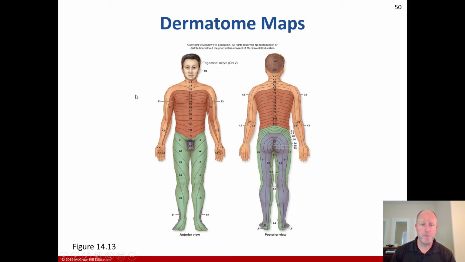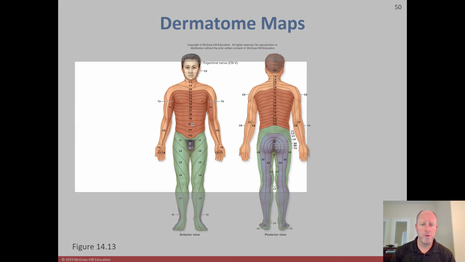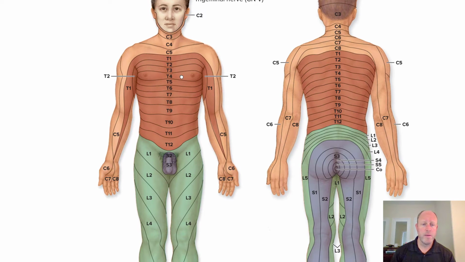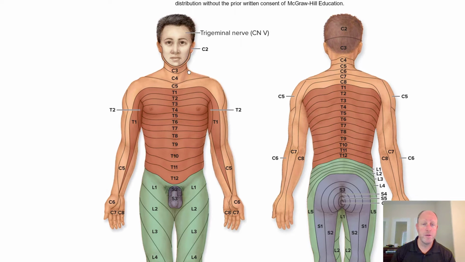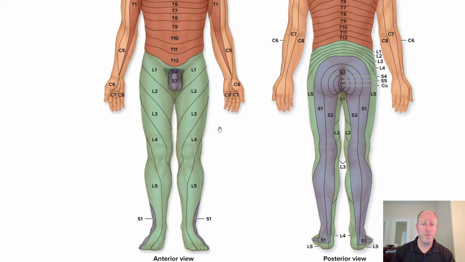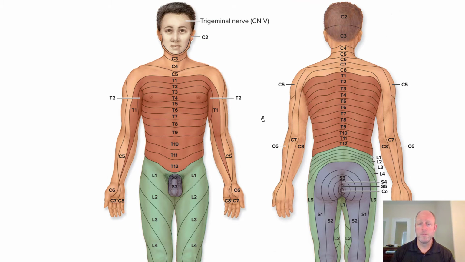So here we have dermatome maps, which we'll talk about a little bit. It's pretty cool how each one of these areas specifically shows exactly where each nerve innervates, all the way from basically C1, go up here, C2 actually shown here, all the way down through S1, down to the bottom of the body. Pretty cool.